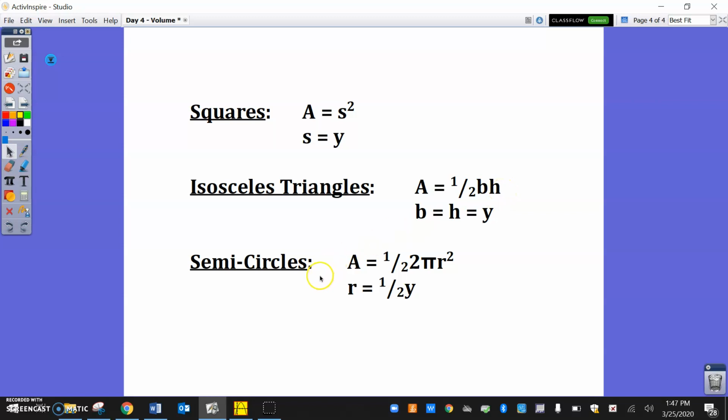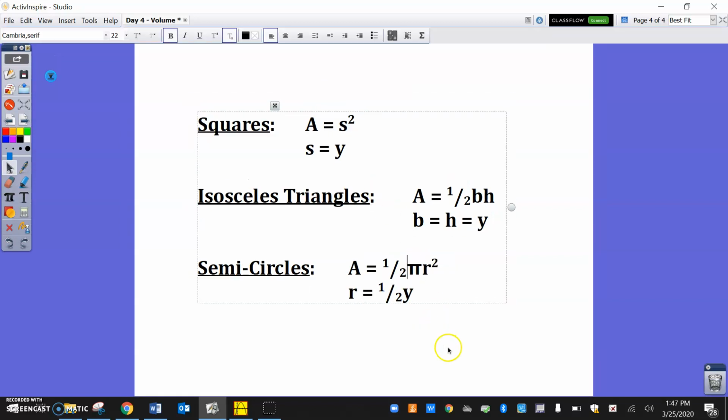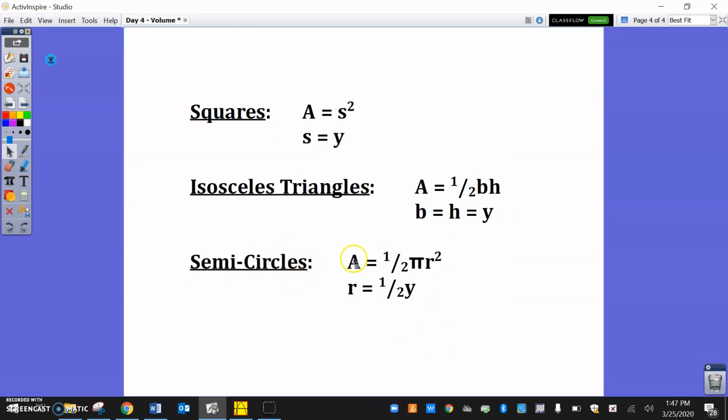Okay, now if it's a semicircle, this is an extra little twist right here. Your area formula is 1/2 pi r squared. And your radius is going to be different. Whatever the y equals equation is, you're just going to use half of that. So if it was 2x squared, what I would use for my radius is just half of 2x squared, which would be x squared. Okay, and those are the 3 types of shapes we're going to use for volume by slices.